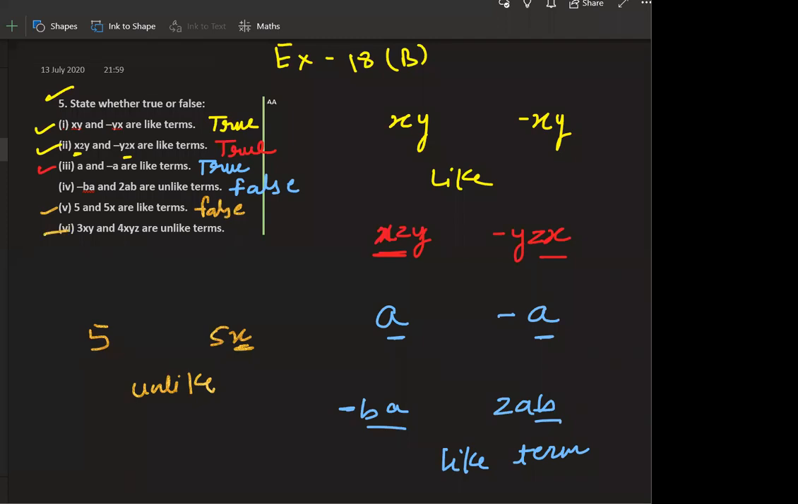3xy and 4xyz are unlike terms. Okay, 3xy and 4xyz. As you can see here, the first term has variable xy, and here we are having xyz. So the variables are not same, so they are unlike. Yes, the statement is true. Hope it is clear.